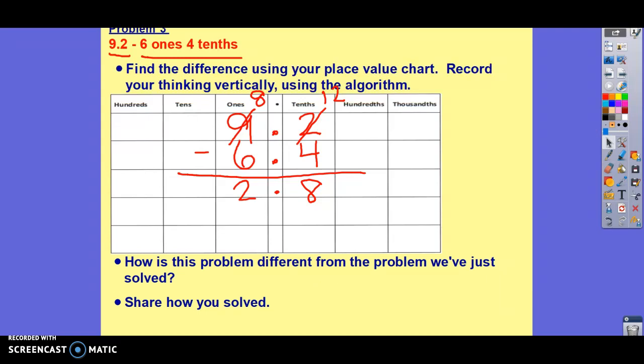How is this problem different from the problem we just solved using the two word forms? How did you solve this problem using what you learned from the last?